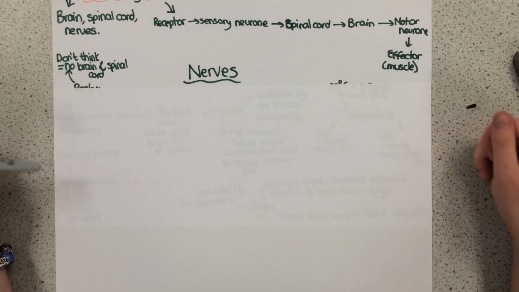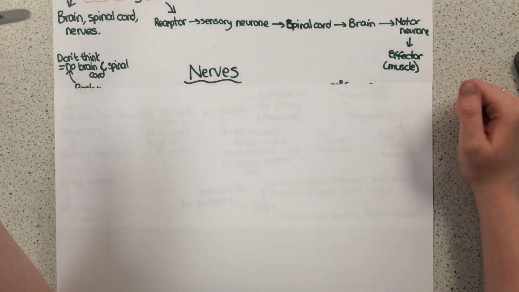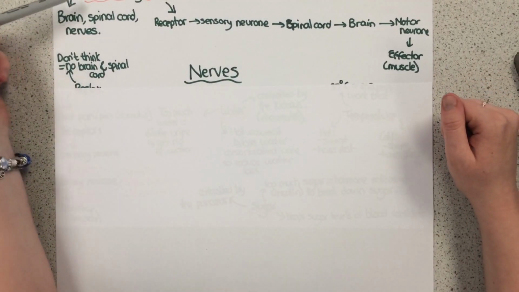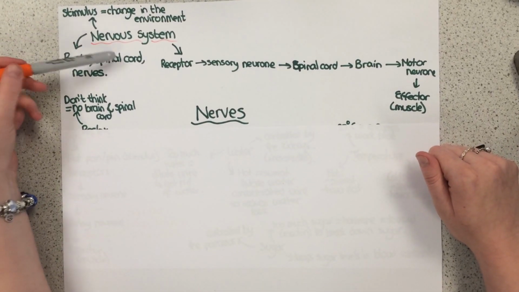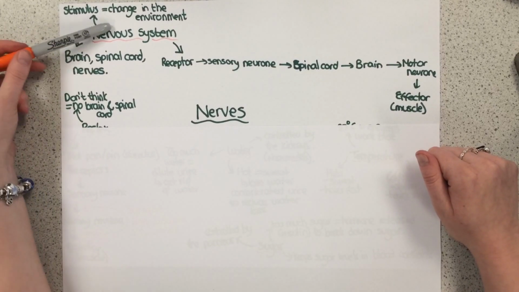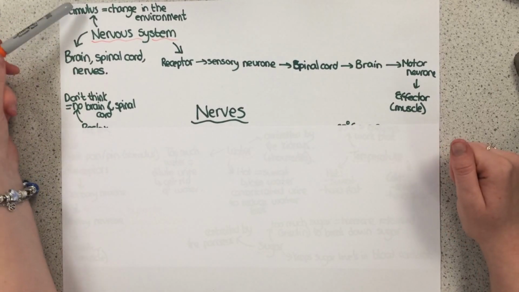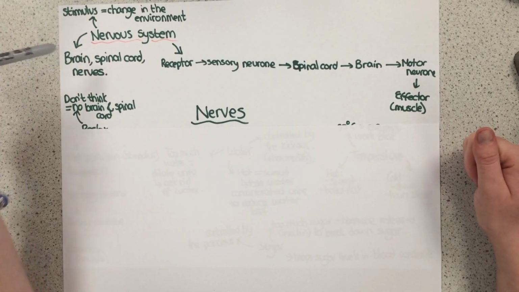Okay, so this is core biology focusing on the nerves. First of all, key bit of information you need to know about is the nervous system. The nervous system is made up of your brain, spinal cord and nerves. Now, if something changes in your environment, that's called a stimulus. So a stimulus could be change in light, change in sound, or even just touch.